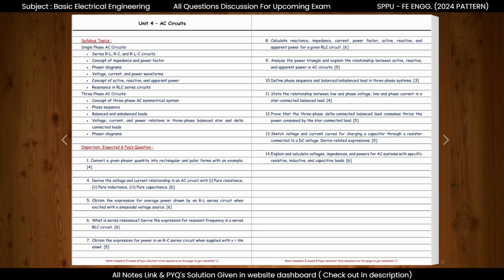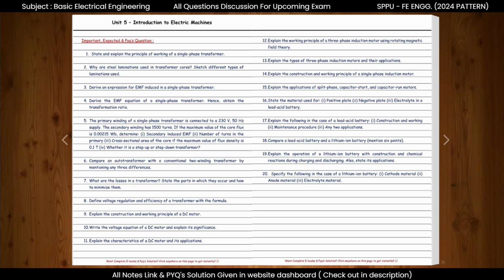These are the most important questions from Unit 4 AC circuits that you must focus on while preparing for your exams. If you understand these key concepts and practice the related problems, you will be confident and ready to score excellent marks. Students, now we are starting Unit 5, Introduction to Electric Machines. I am going to explain each important question in a very simple and friendly way so that you can easily understand and remember it for your exams. Let us begin with the first question.